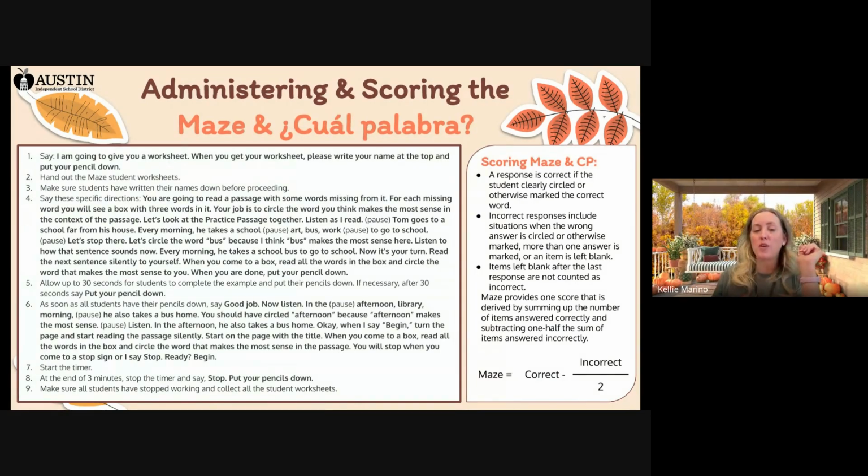You might end up with a half-point score, right? So let's say I had 5 correct, but I only got 1 incorrect. Well, half of 1 is half. So 5 minus half would be 4.5. So that's how you get that 4.5 score or 1.5 score.